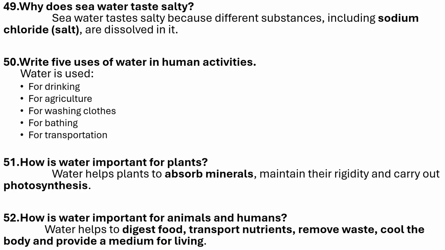How is water important for plants? Water helps plants absorb minerals, maintain rigidity, and carry out photosynthesis. How is water important for animals and humans? Water helps to digest food, transport nutrients, remove waste, cool the body, and provide a medium for living.